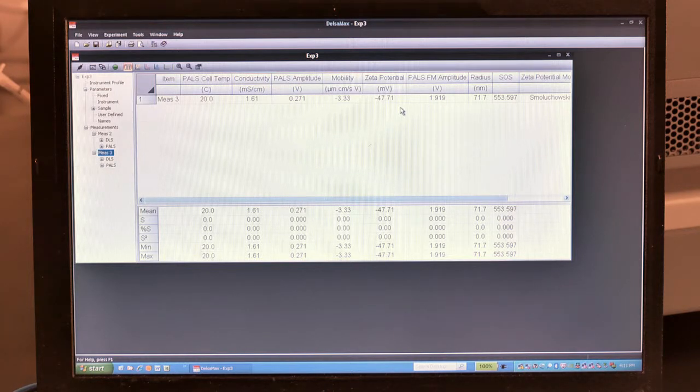So at this point, we've accurately sized and measured the mobility of very small surfactant molecules. This is as challenging as a challenge sample can get. We are pushing the limits of light scattering as a technology with the DelsaMax Pro instrument.